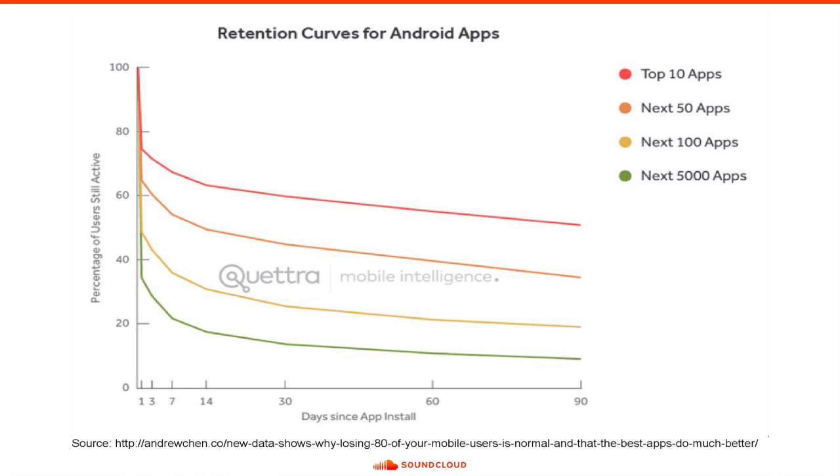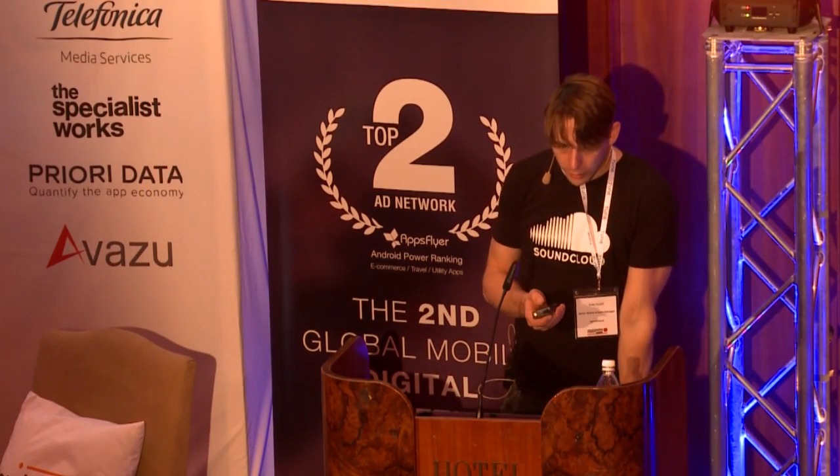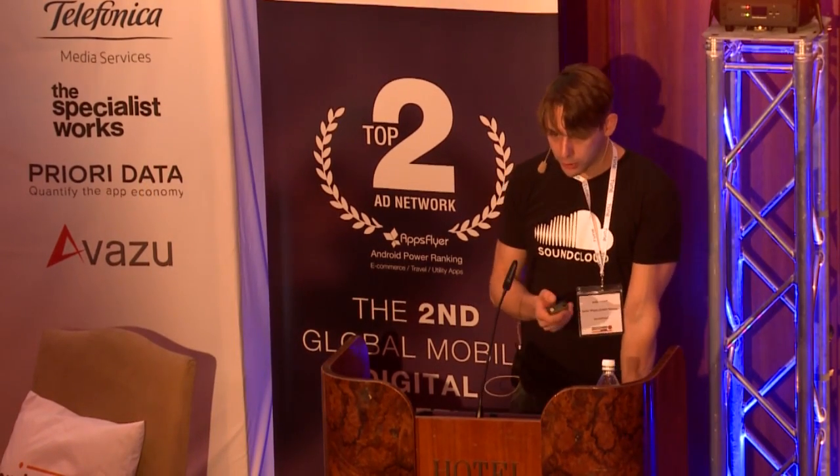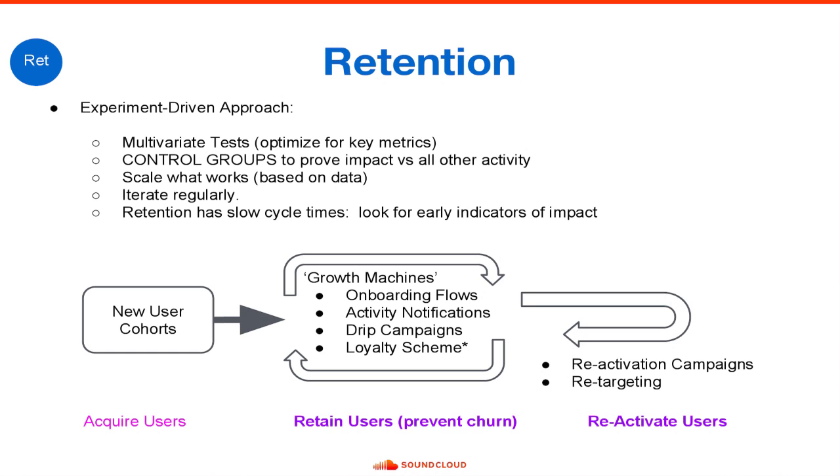Yeah, so basically the best apps are just better at onboarding users in the first few days. As you see, the curve is basically the same. This is how we approach retention at SoundCloud. It's really about building a growth machine, getting users into a loop of regular activity and helping to build habits around the product. And we do this in an experimental way. We use control groups for everything that we do so that we understand the effect of what we're doing versus everything else that's happening on the platform.